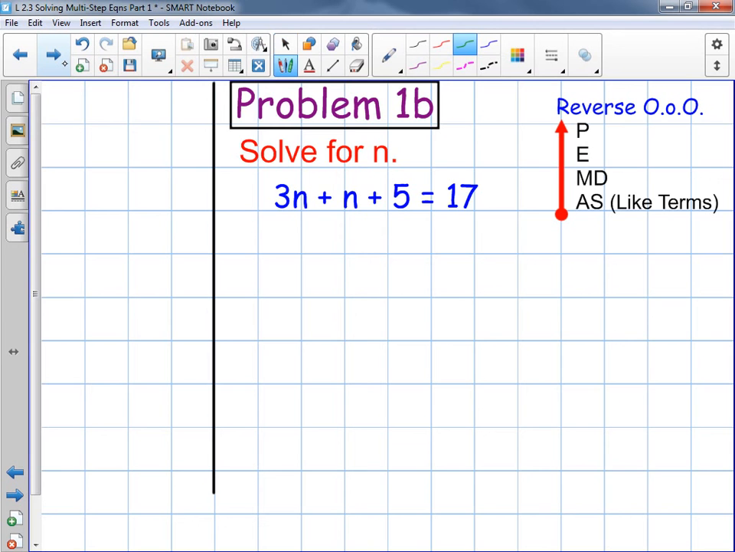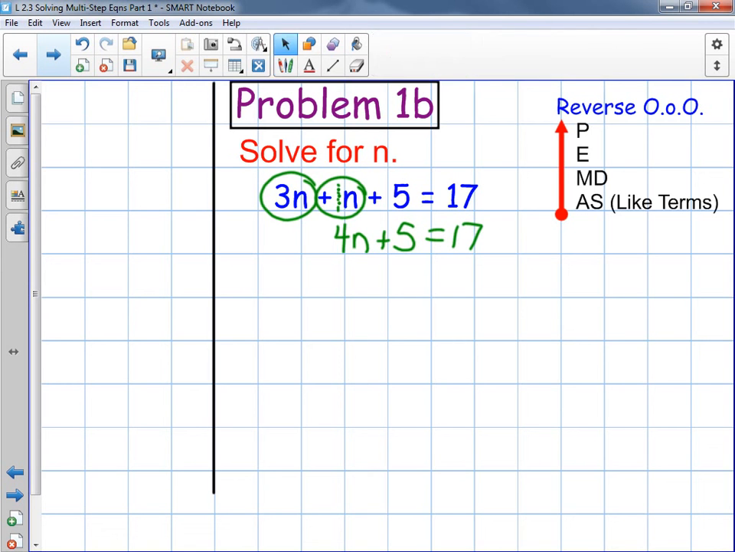Okay, in this problem, you have like terms again, only they're not numbers, they're variables. And you're going to add the n and the 3n together. And remember, whenever you have a single letter all by itself, there's an implied 1 in front of that letter. So 3n plus 1n makes 4n plus 5 equals 17. And now you just have a two-step problem.